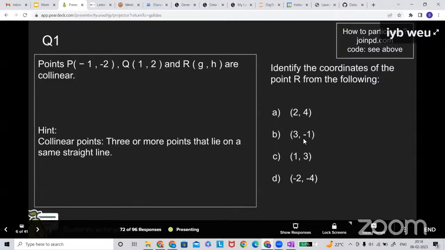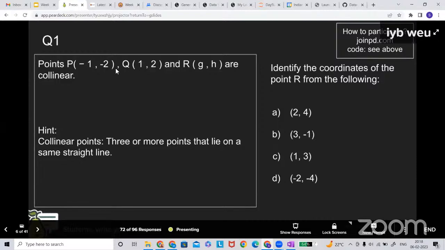And actually, if you check the points 2, 4 and -2, 4 one by one, they will lie on the same line where PQ is. You can see that this is -1, -2, this is 1, 2, and next is 2, 4. If you multiply this point by 2, you will get 2, 4, and if you multiply with -2, you will get 4.